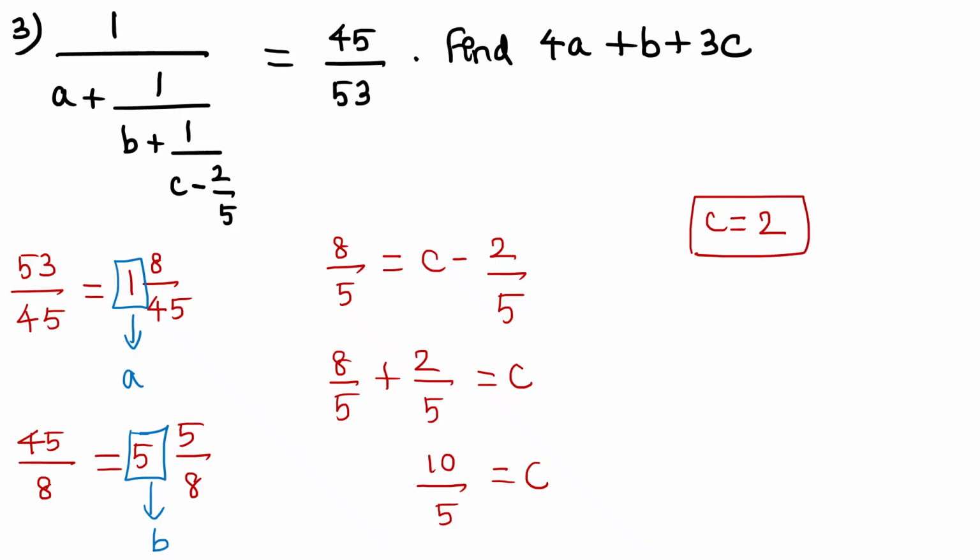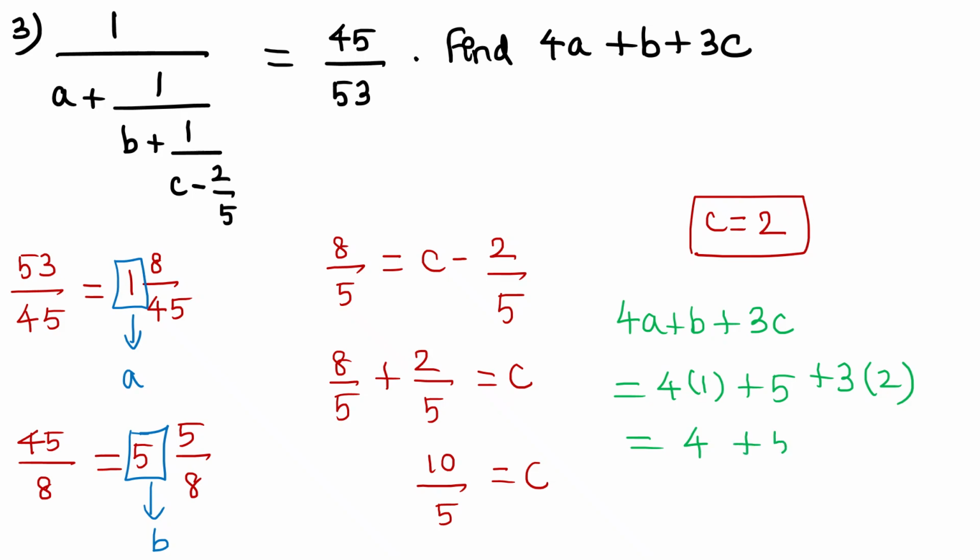So once I get the C value, C value is equal to 2, A value is 1, and B value is 5. So let me substitute it over here to get my values. 4A plus B plus 3C, that is 4 into 1 plus 5, plus 3 into 2. So 4 plus 5 then plus 6, the answer results in 15. So now it is very easy for you to understand.